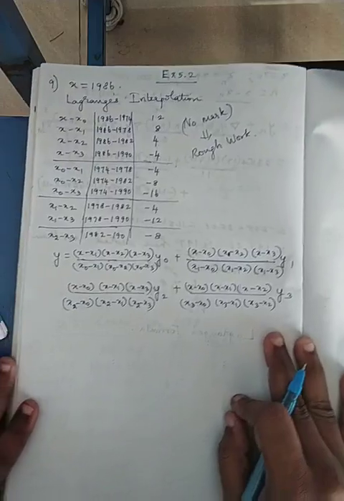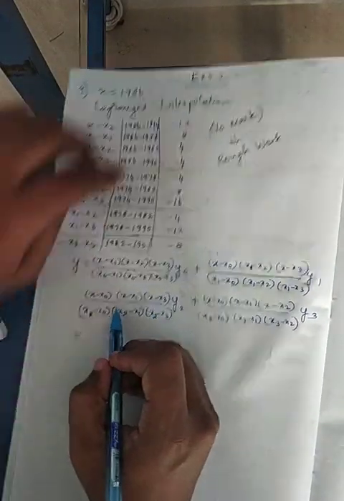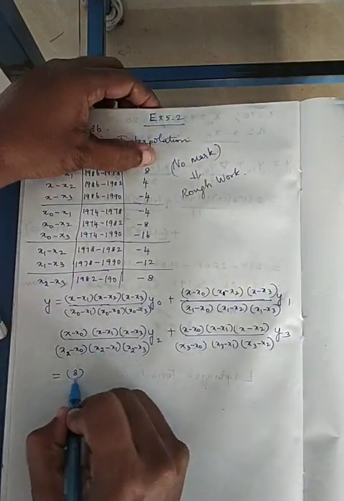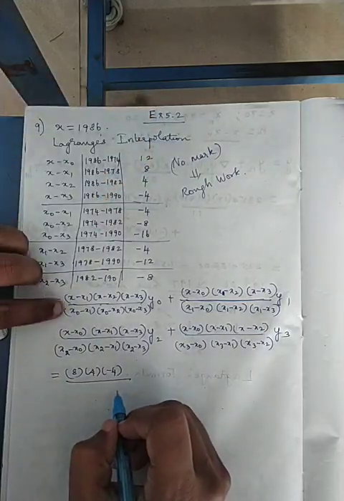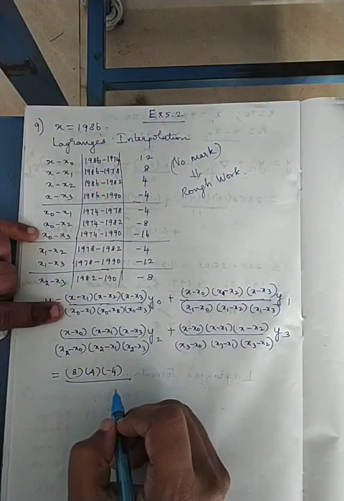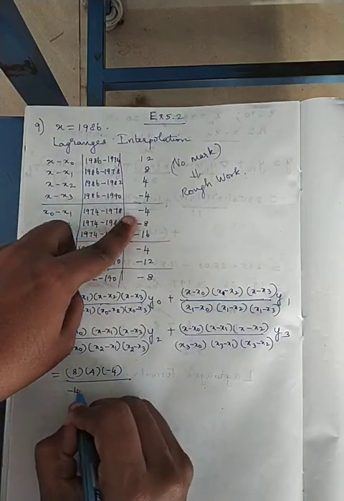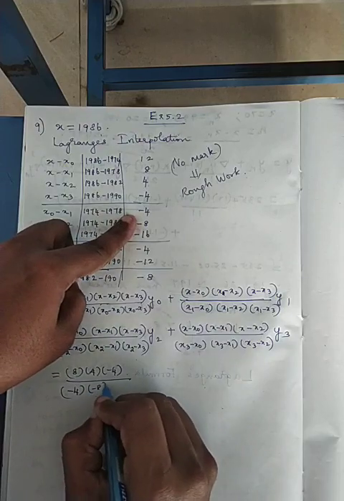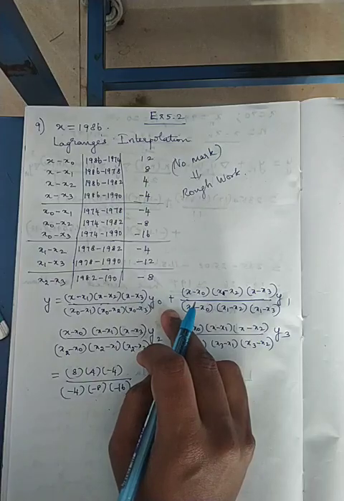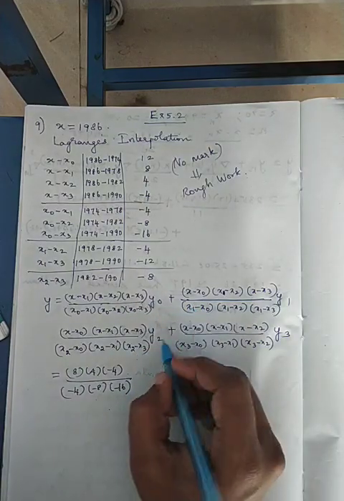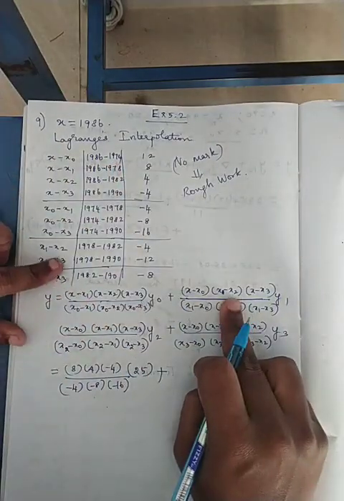Okay. Now we are going to fill the values. How am I going to fill the values? First I can leave the first term. So this 8 into 4 into minus 4, divided by x0 minus x1, these 3 terms: x0 minus x1, x0 minus x2. So I can directly substitute minus 4, minus 8, minus 16. What is my y0? y0 they have given in the question as 25. So I can write 25. First term over.